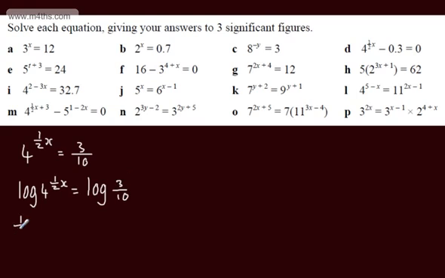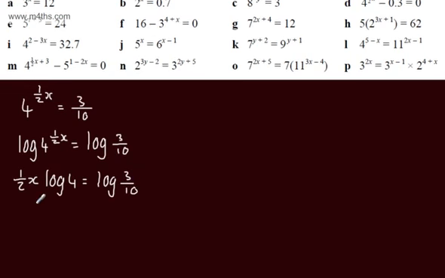Bringing the power down, 1/2 x, so we can write this now as 1/2 x log 4 will be equal to log 3/10, dividing both sides now by log 4. In fact, we can divide both sides if we wanted by 1/2 log 4. You can do it step by step, or we can just say that now x is going to be equal to log of 3/10, and I'll just put this in brackets, divided by now 1/2 log 4. So that's what we end up with.